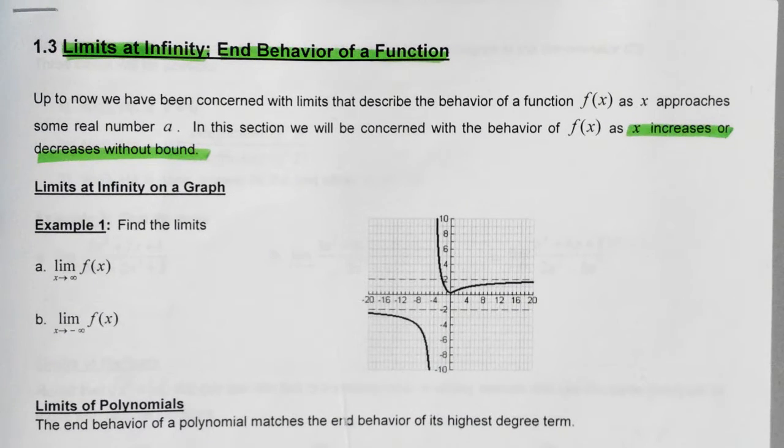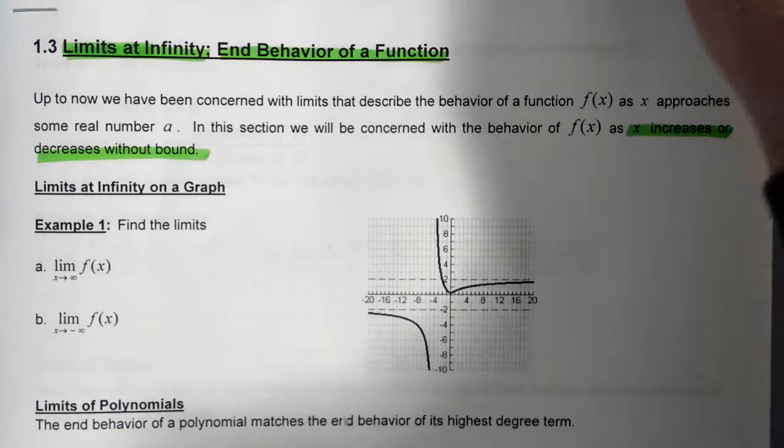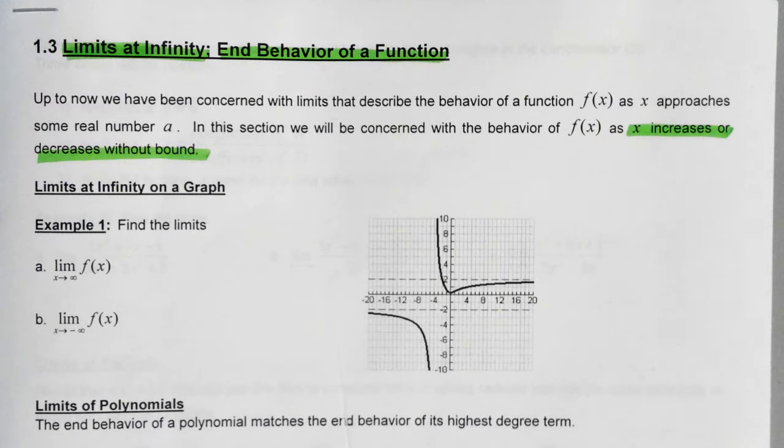All right, the way we determine limits at infinity is we're looking at end behavior. So we could care less what's happening in the middle. What I'm asking is what's happening to the ends of the function's graph as x is either increasing without bound or decreasing without bound.